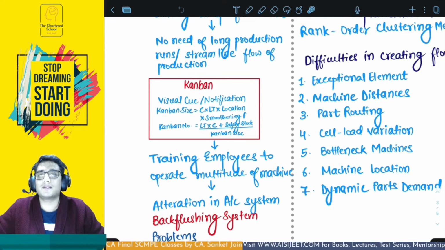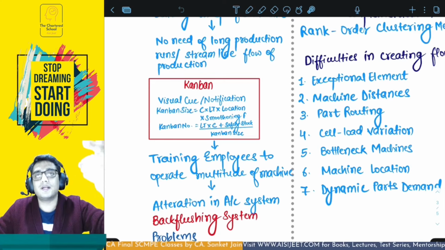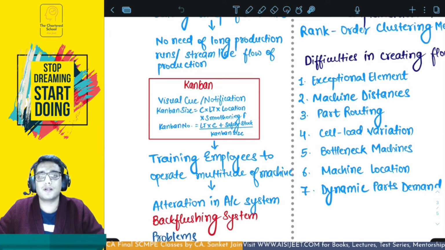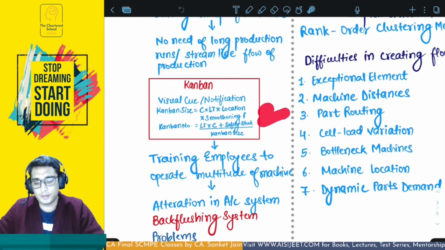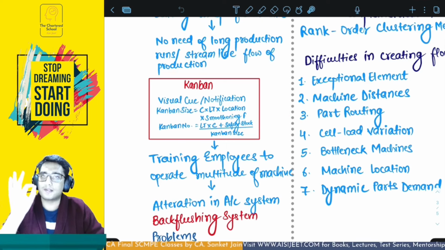But in our example, we also took one day where our demand was 600. So in that case, what is going to be the smoothing factor? 600 divided by 300. So your smoothing factor is going to be 2. Okay, would you remember that? So Kanban size is consumption multiplied by lead time multiplied by location multiplied by smoothing factor. Okay, C into LT into L into SF.